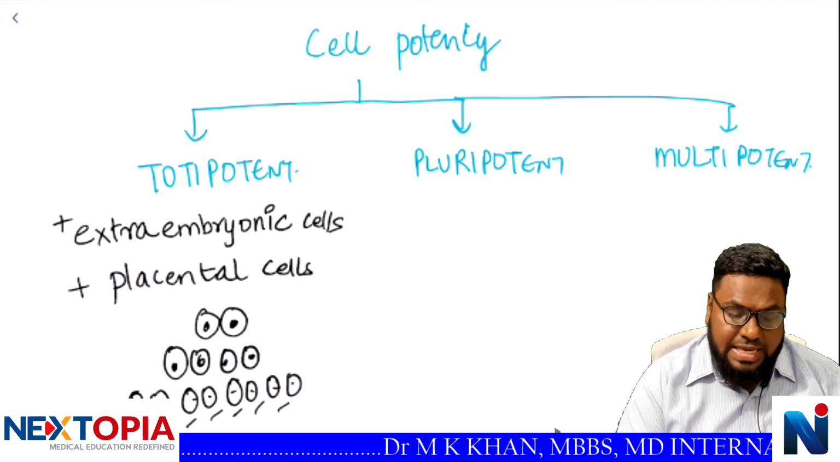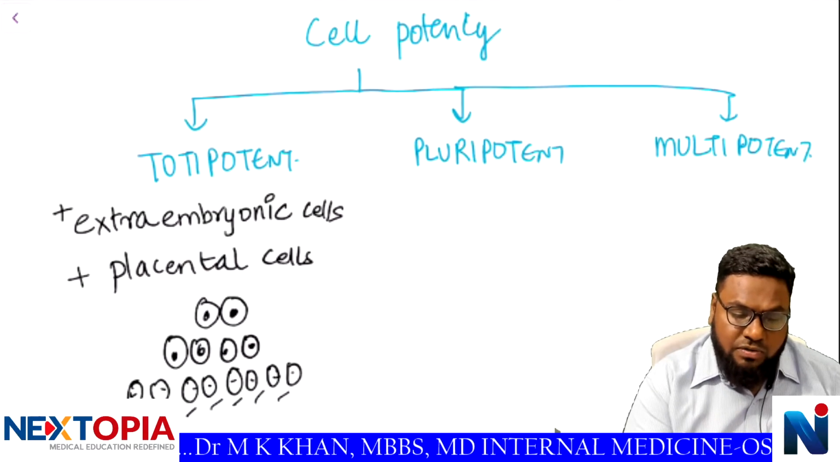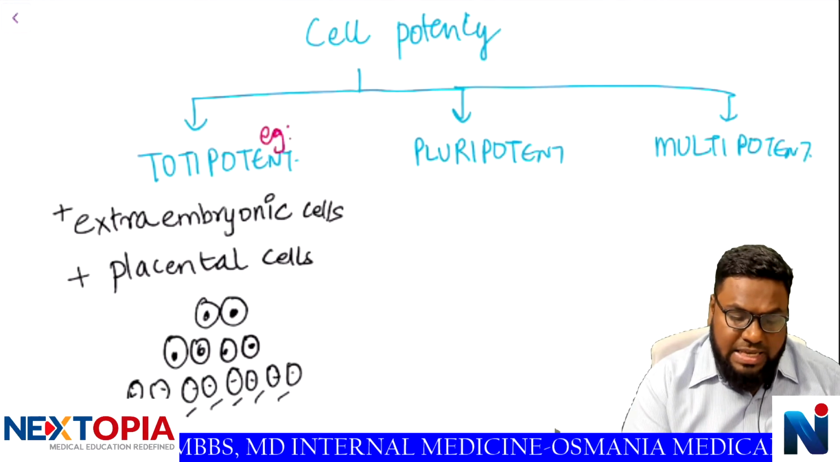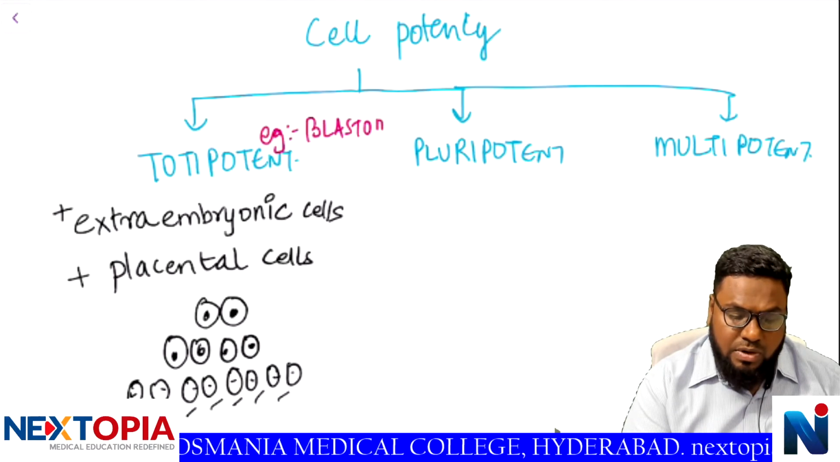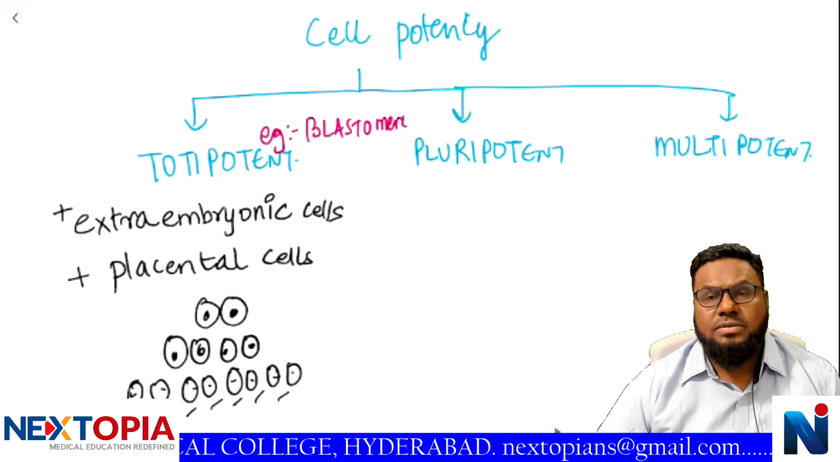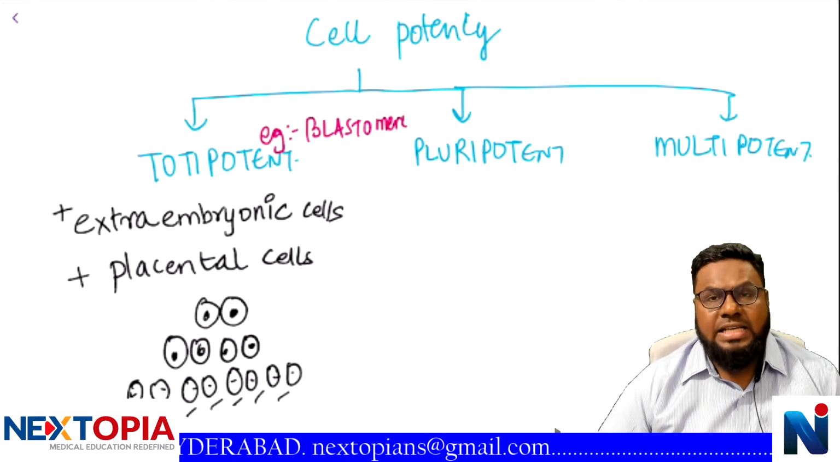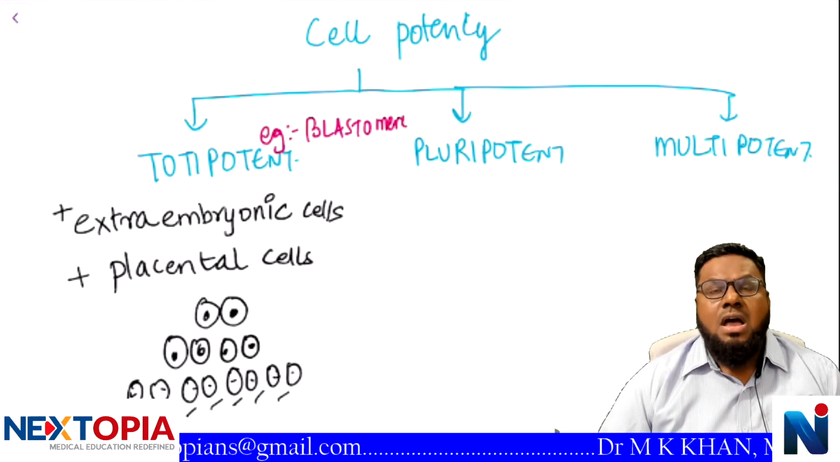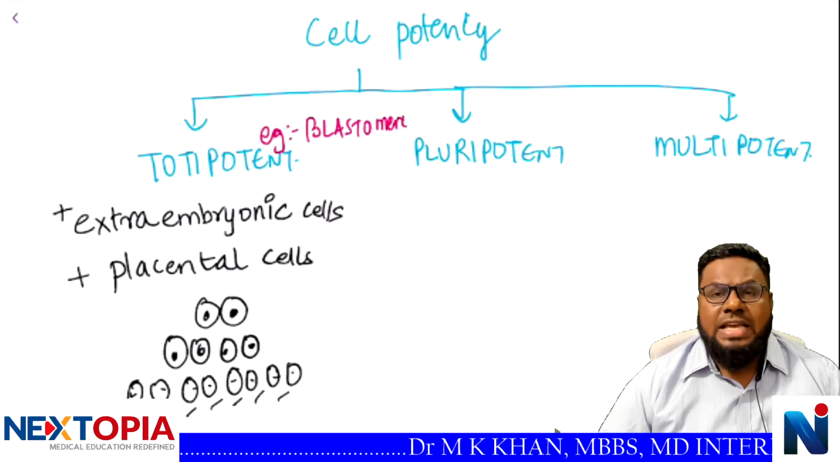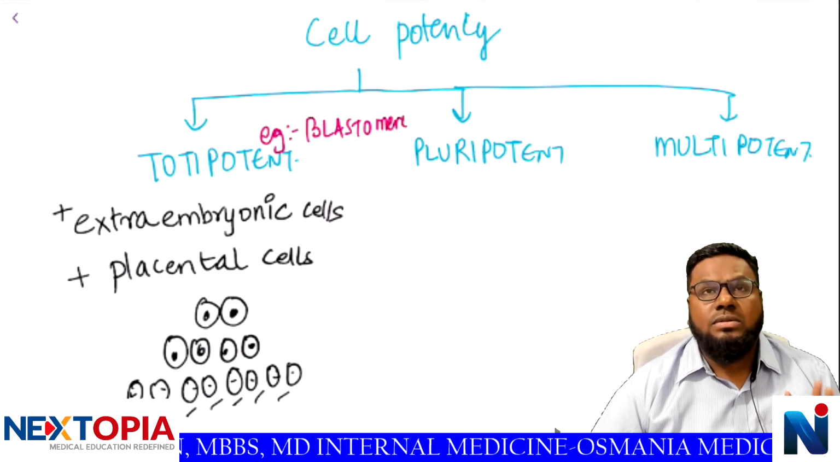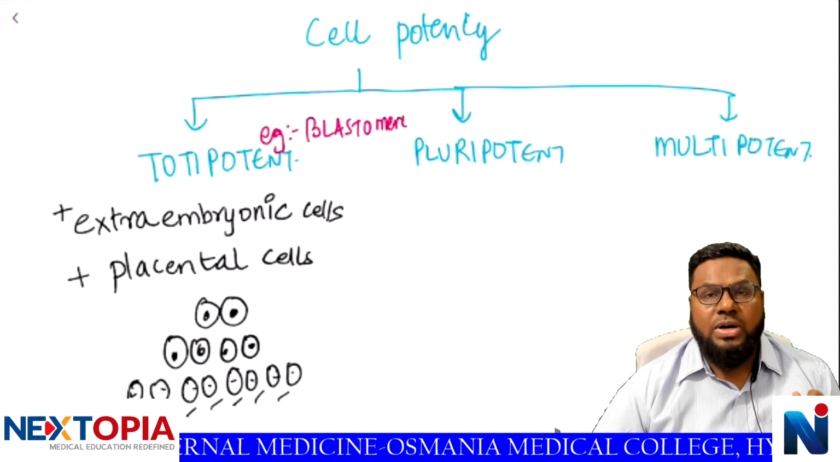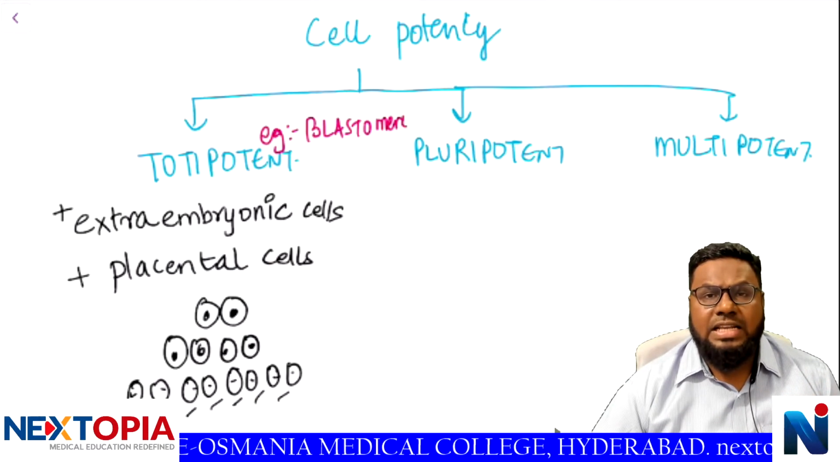For example, what is the example of a totipotent cell? The cells of blastocysts, or blastomere, or blastocyst is a totipotent cell. Next comes a pluripotent cell. A pluripotent cell is a type of cell which gives rise to all the different types of cells present in the body. All the different cells.